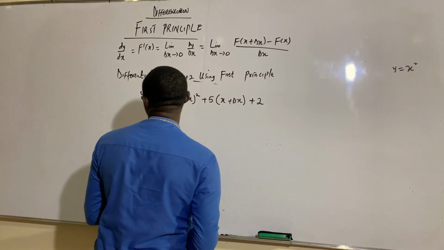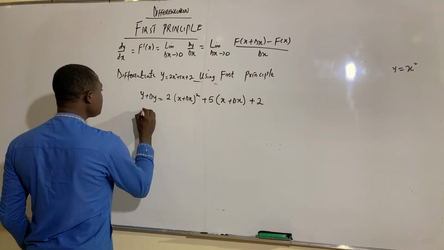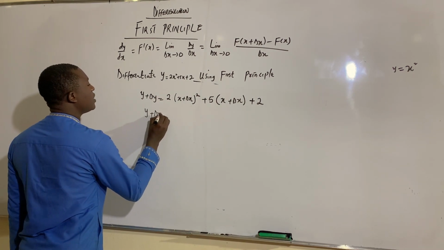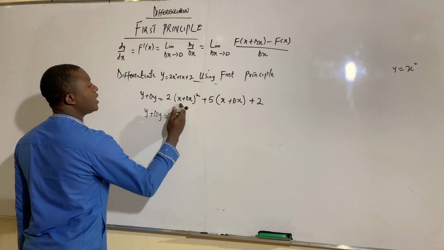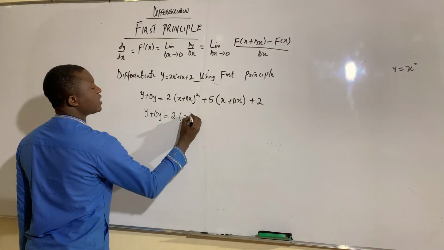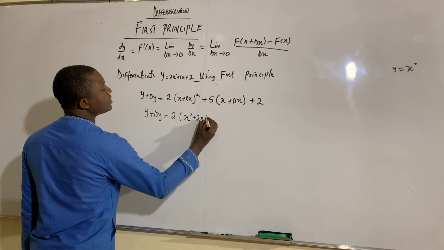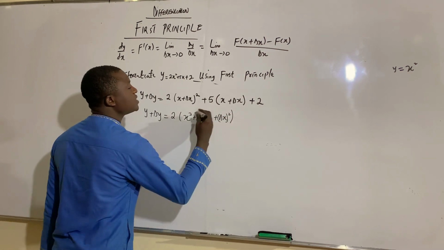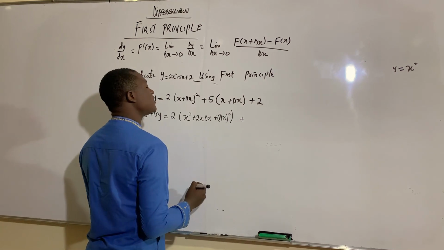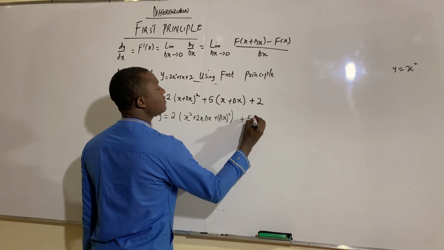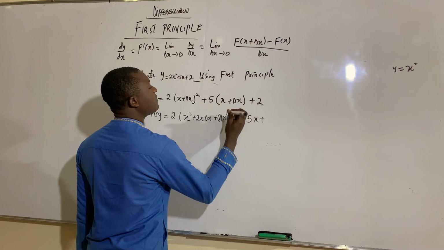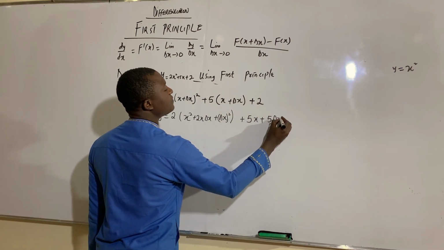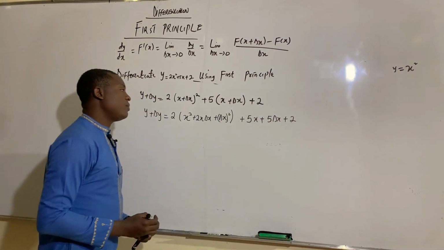So here now, we are going to have y plus changing y. You know, we have expanded this one earlier. If you expand this one 2 times, all we have is x squared plus 2x changing x plus changing x all squared. Now, this one doesn't have any expansion. 5 times x, I have 5x. 5 times changing x, I have 5 changing x, then plus 2.